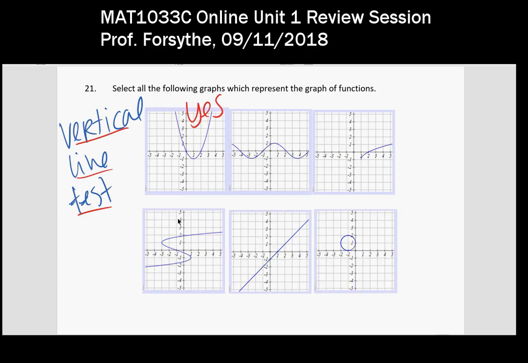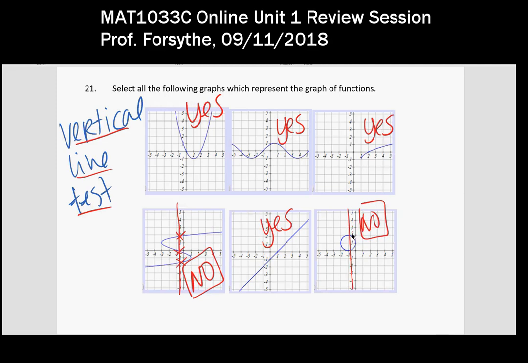This one down here, if I draw a vertical line, it fails the vertical line test because it crosses the graph here, here, and here. So this would be a no. This would be a yes. It passes the vertical line test. This would be a yes. This one would be yes. This one would be no, because if I take a vertical line, it crosses the graph more than once.